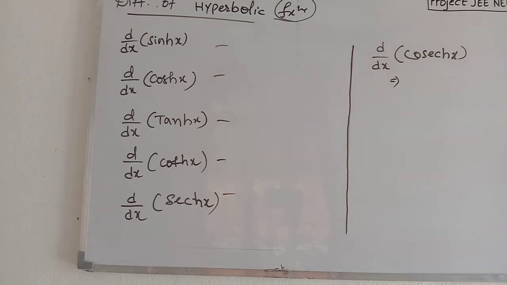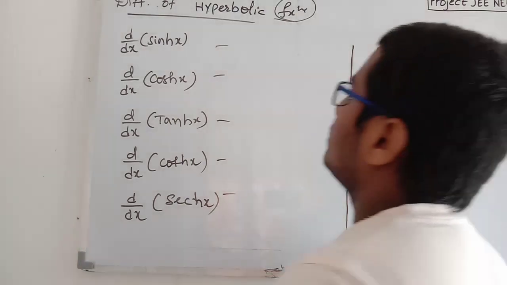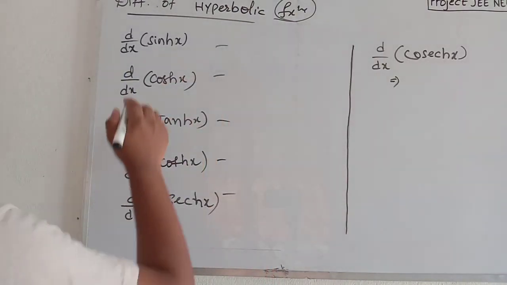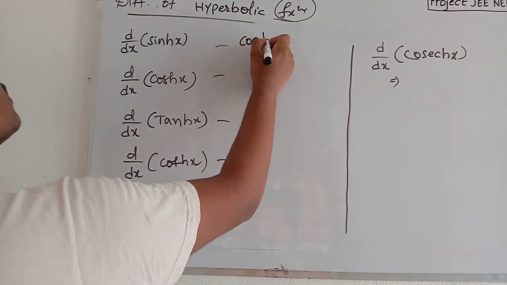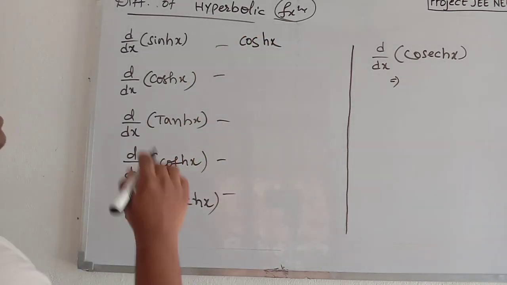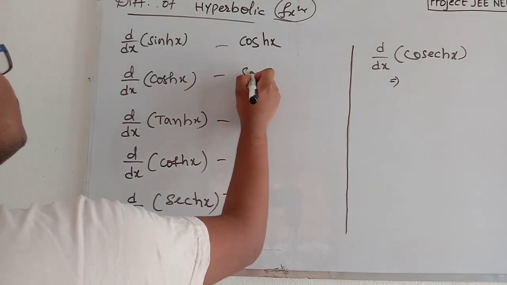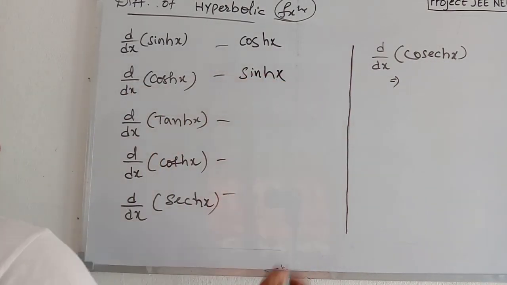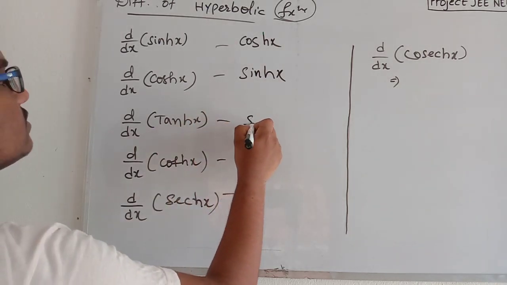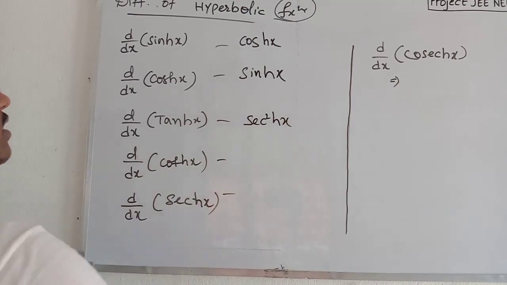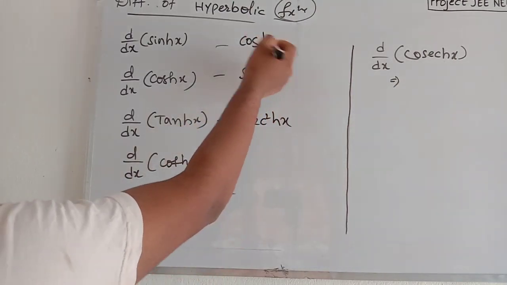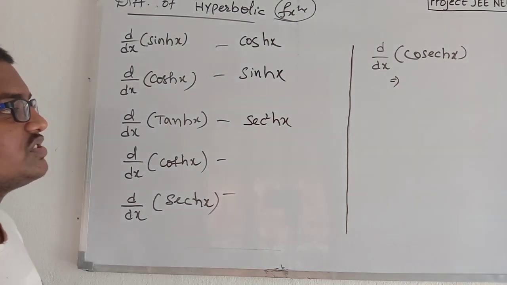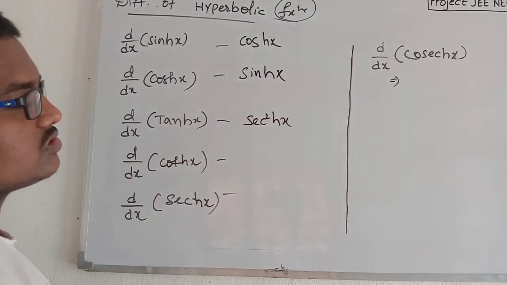Okay, I hope you all noted them. So let's write their results. d by dx of sin hx is cos hx. d by dx of cos hx is sin hx. d by dx of tan hx is secant square hx. Except for tan, we all get linear hyperbolic functions, not squares of those.